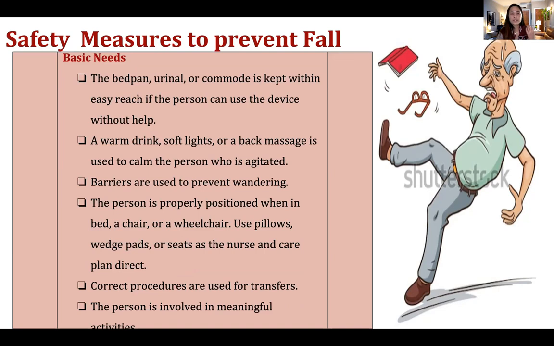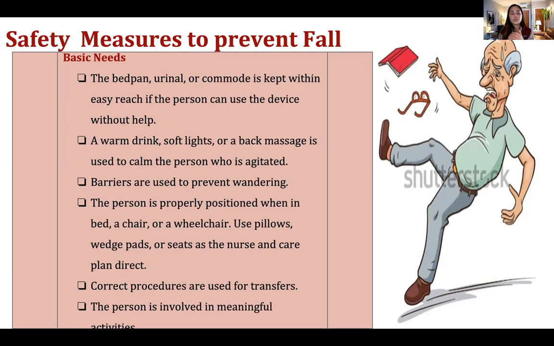A warm drink, soft lights, or a back massage is used to calm the person who is agitated. Some patients fall because they are agitated and confused. They are out of their mind, so they will jump out of the bed and then they will fall. So warm drinks, soft lights, or a back massage will calm that person.